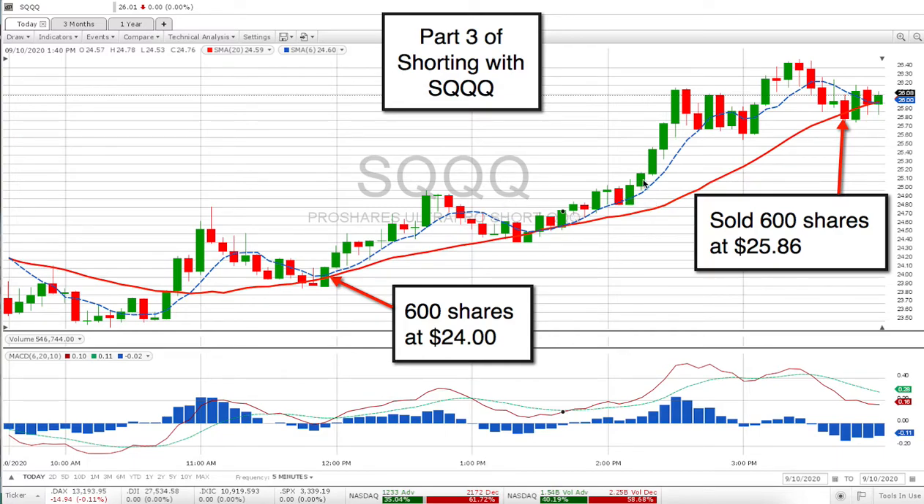And then in the last hour of trade, we moved to the blue line. And so we moved to the blue line, and we got stopped out right here at 25.86, making a nice scalp over $1,000 a share. So that's how we do it.